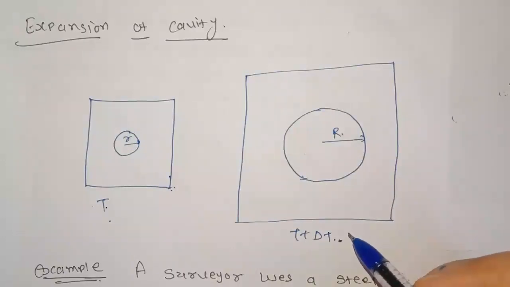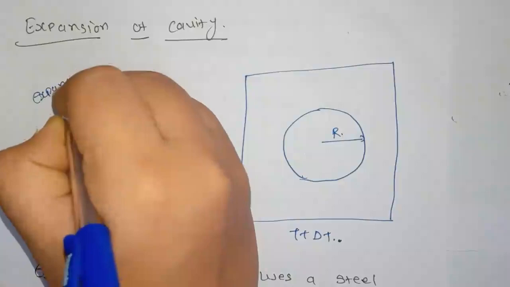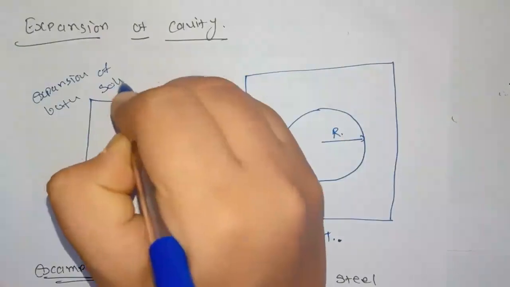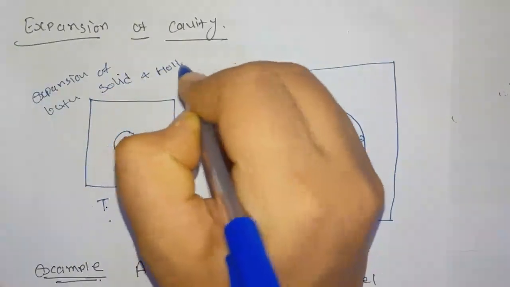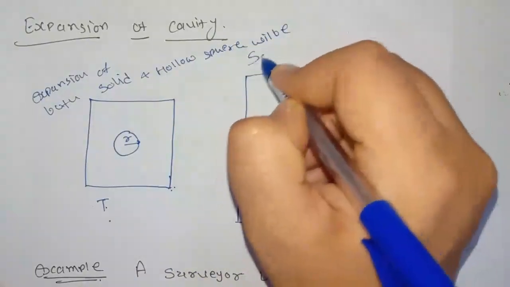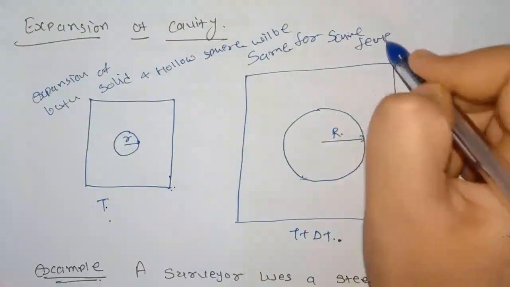If two spheres, one being solid and the other hollow, are made of the same material having the same radius at a particular temperature, and they are heated to the same temperature, their radius will be the same. So the expansion of both the solid and hollow sphere will be the same for the same temperature change.